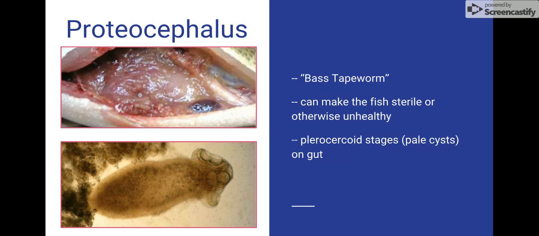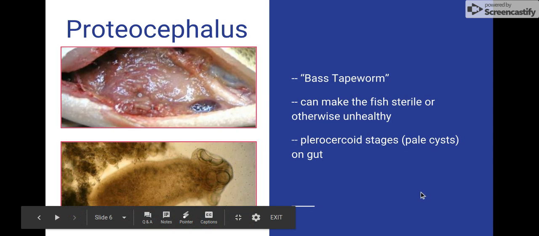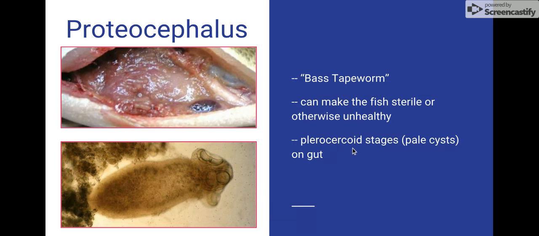And the last one is Proteocephalus, which is the bass tapeworm, and it can make fish sterile or otherwise unhealthy, which we discussed in the life cycle or the morphology video, one of those. That just happens sometimes. And in its plerocercoid stage, it makes these pale cysts on the guts. Otherwise, it looks like this.